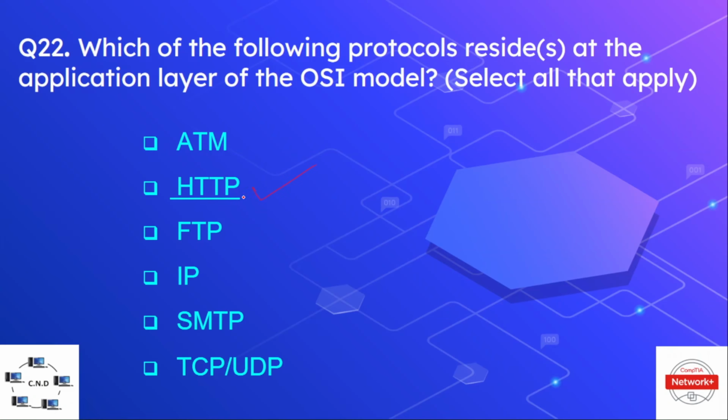the second is FTP. HTTP is Hypertext Transfer Protocol, FTP is File Transfer Protocol, and the next is SMTP, that is Simple Mail Transfer Protocol. IP works at layer 3, TCP and UDP at layer 4, and ATM basically works at layer 2.